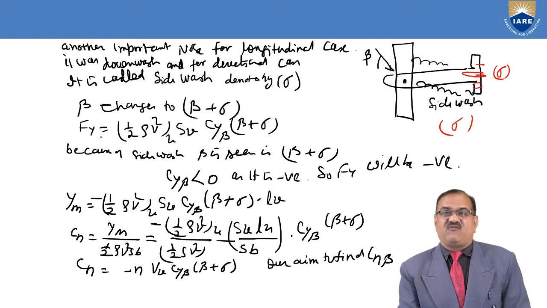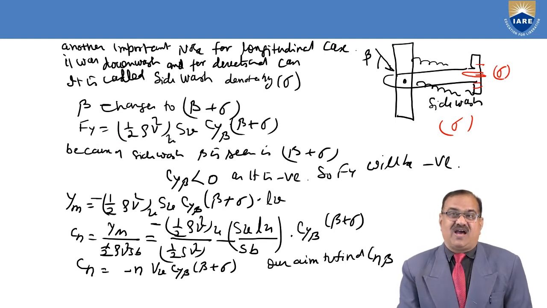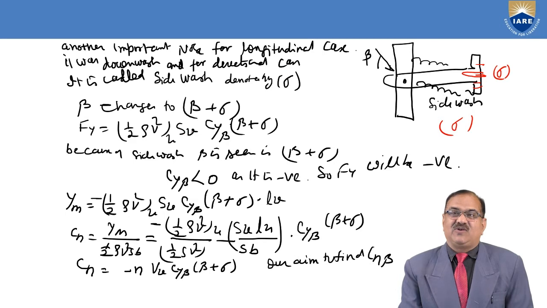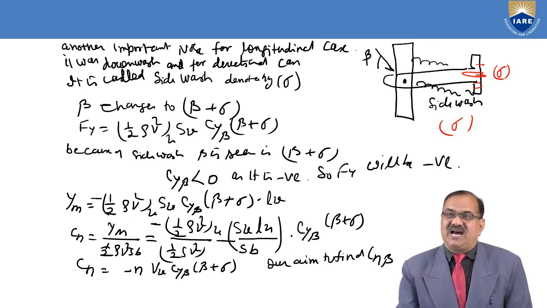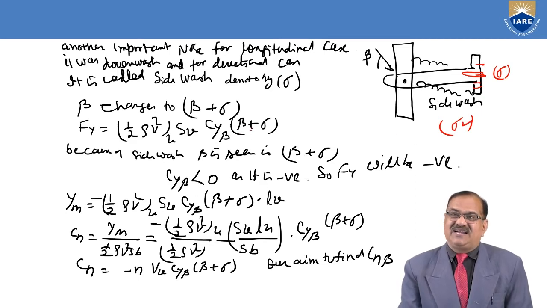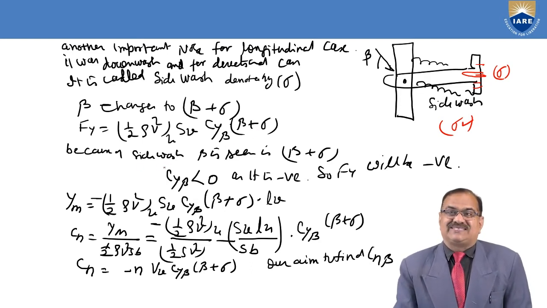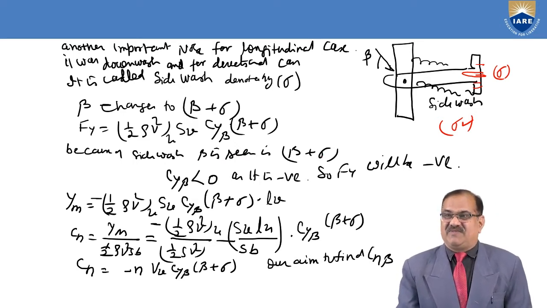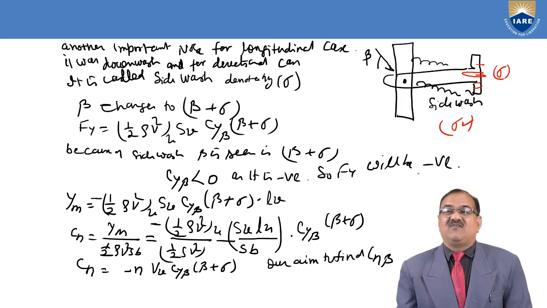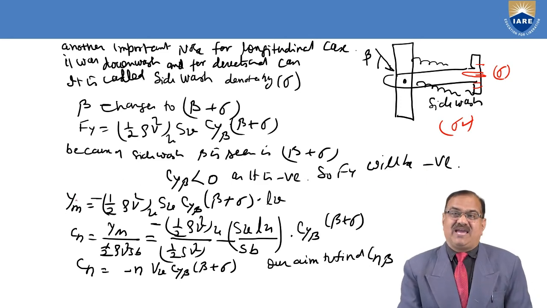So here Fy is equal to half rho V square for the vertical tail into the area of the vertical tail, Cy beta, here beta plus sigma. This sigma is added because the net result is that beta is increased. Because of sidewash, beta is seen as beta plus sigma. Here Cy beta is negative, so Fy will also be negative. So the yawing moment N is equal to minus half rho V square Sv Cy beta, beta plus sigma, into Lv.